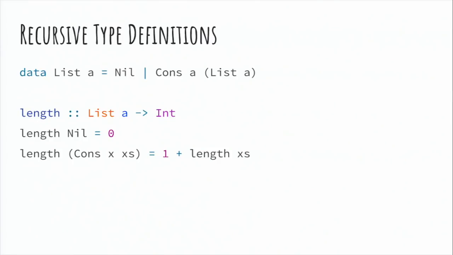And our length function you could write in Haskell like this. So it really has, clearly, the empty list has length 0, otherwise you add 1 to the rest.